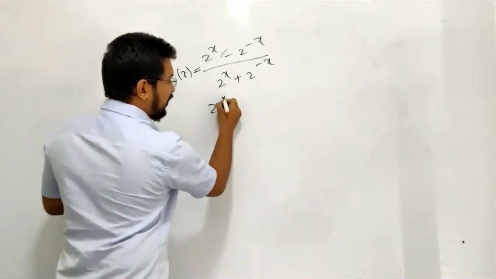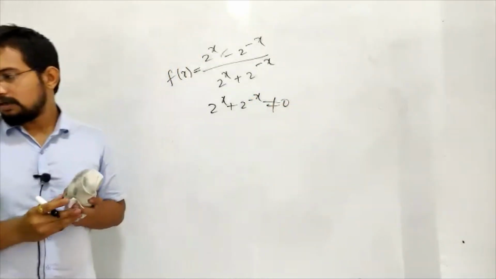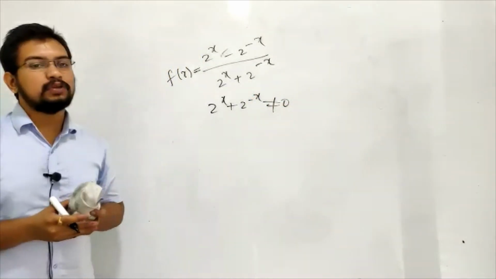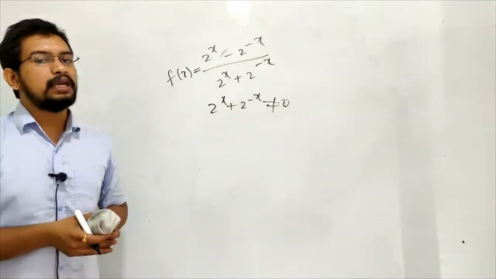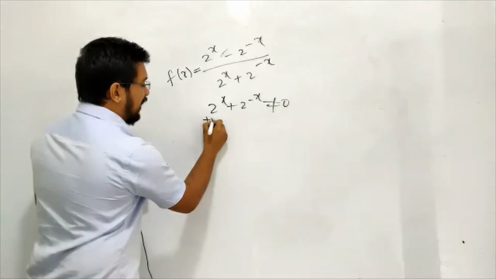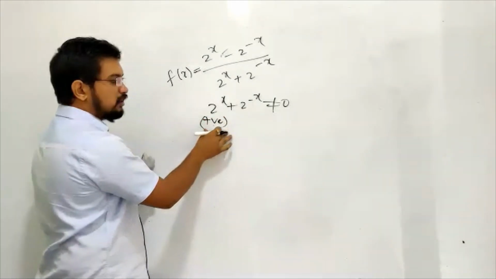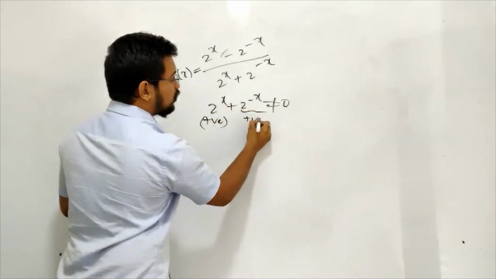Again, 2 power x plus 2 power minus x is not equal to 0. Denominator should not be equal to 0. So this is an exponential function, which is always positive. This is also a positive number.